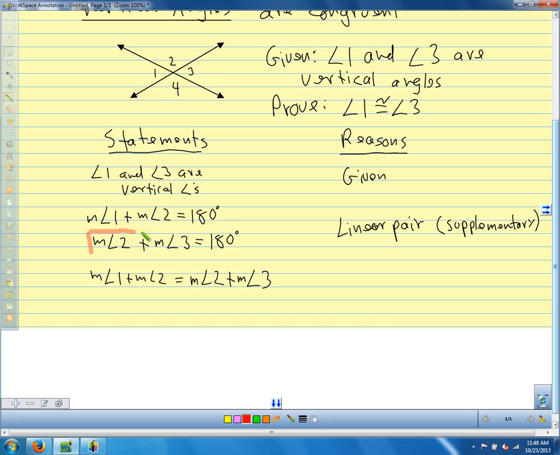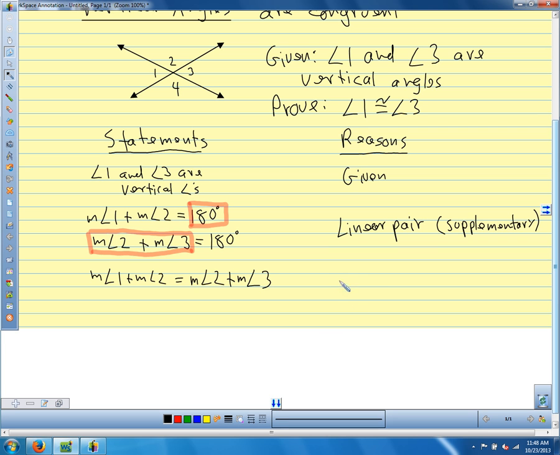I'm taking this, which we know equals 180, and I'm substituting it, putting it in this equation right here. So we're going to call that substitution. Took this and put it in here for the thing that it was equal to. All right, now we're almost done.